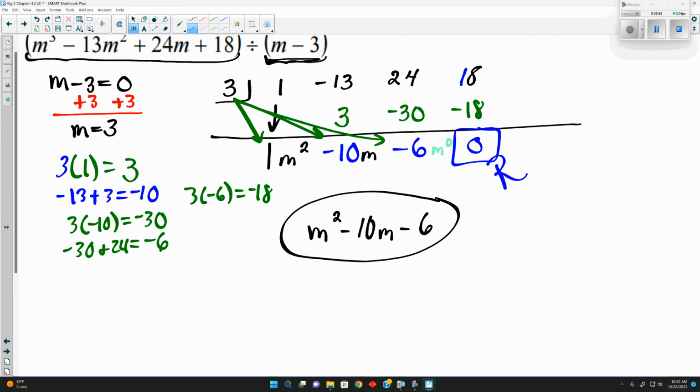Any questions on this here? And that's it. That is synthetic division. You ready for the next one?